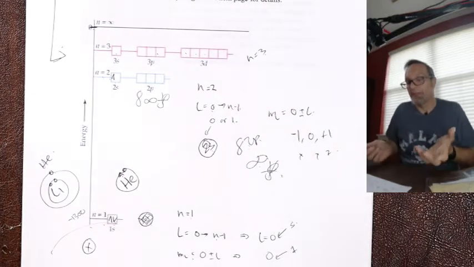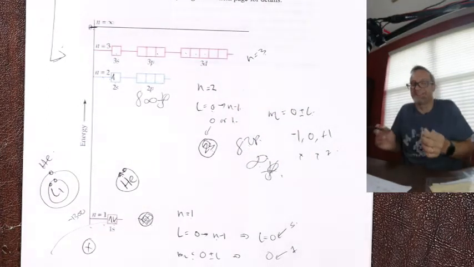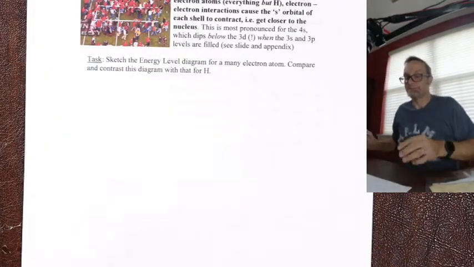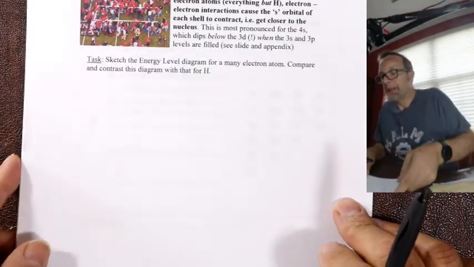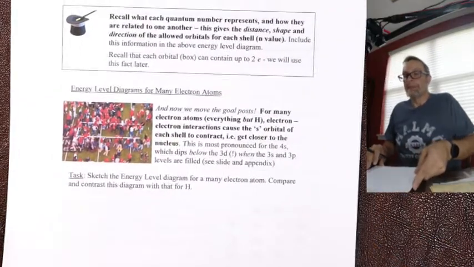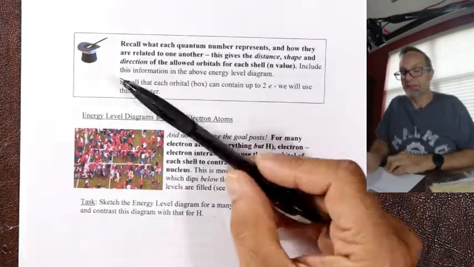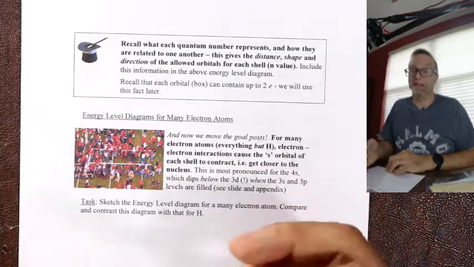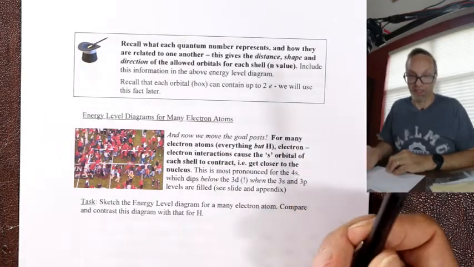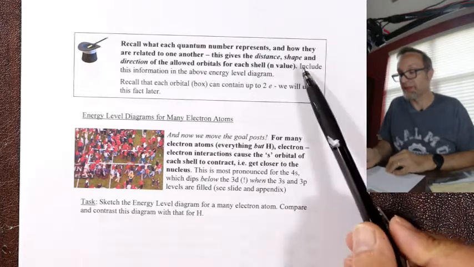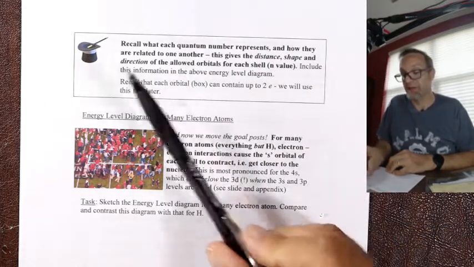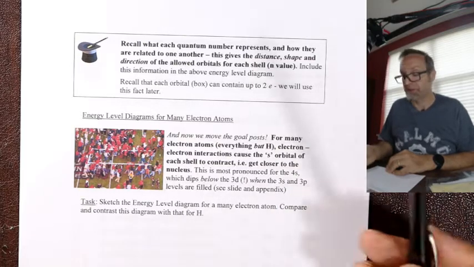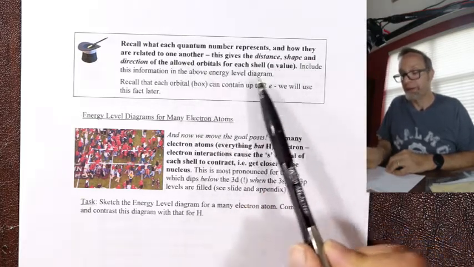Now there is a bit of a complication, which we'll talk about. So turn over. Let's just look at the hint here. Recall what each quantum number represents. N equals distance, L equals shape, ML equals direction, MS is spin, and how they're related to each other gives you their location in the energy level diagram.